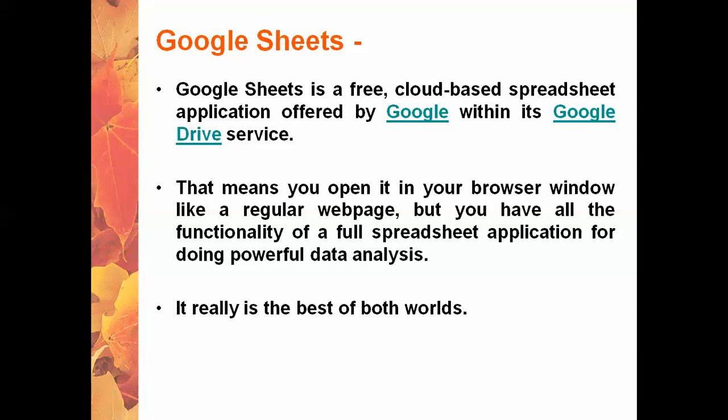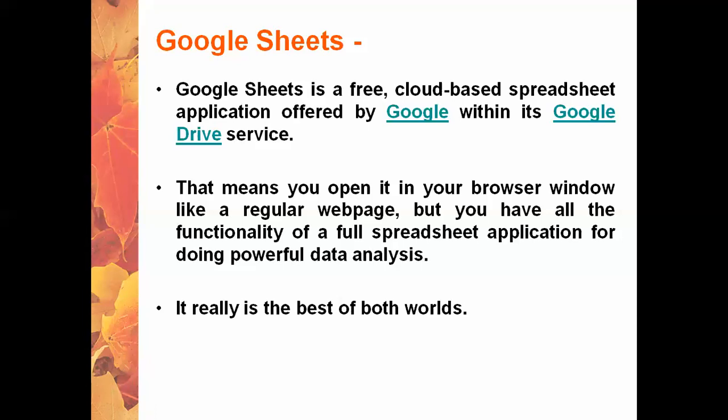The next point is, it really is the best of both worlds. It means Google Sheet works as a full spreadsheet, and it is also available on the cloud. Where you go, the data will go with you. At any corner of the world you can access it. That is the meaning of the best of both worlds. The powerful functionality of a spreadsheet is available with you, and it is available over the internet.